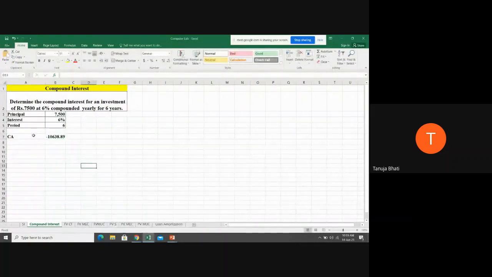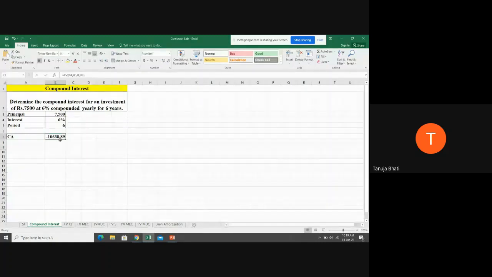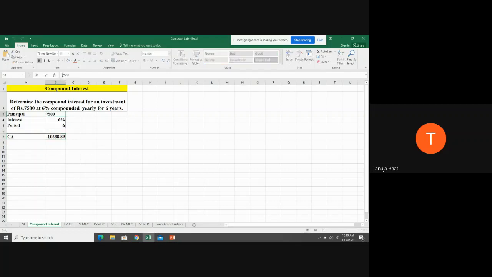You get your compounded amount or the future value as 10,638. Now, why have we got this in minus? Simple, students. Just see. Determine the compound interest for an investment of 7,500. Today when you are investing, the money is flowing out of the pocket. So when money is flowing out of the pocket, it has to be a cash outflow. So when you write this principal amount as minus, you will get this amount as positive, because your initial investment was out of the pocket.